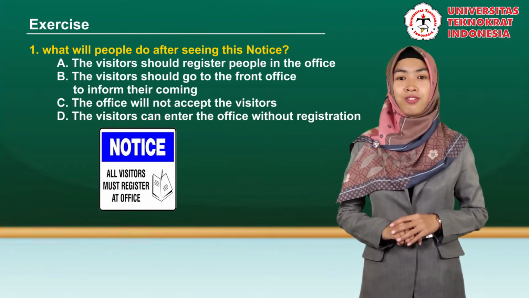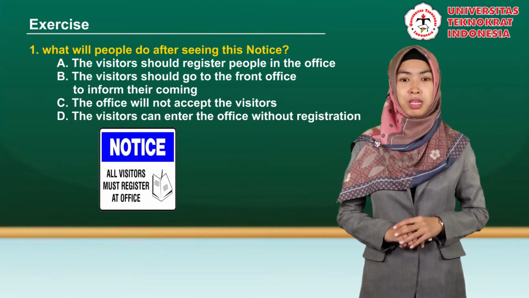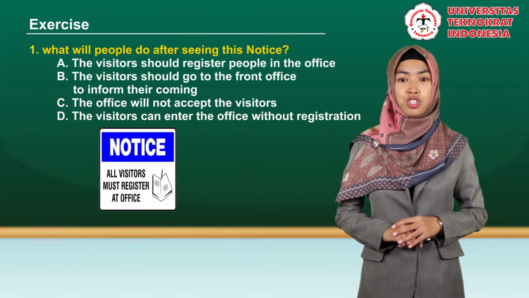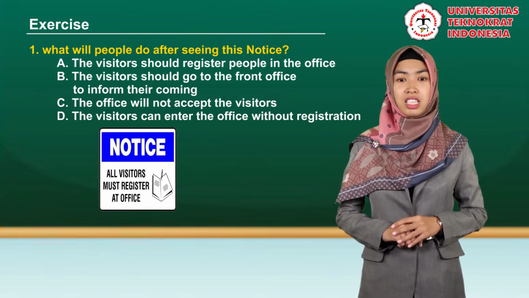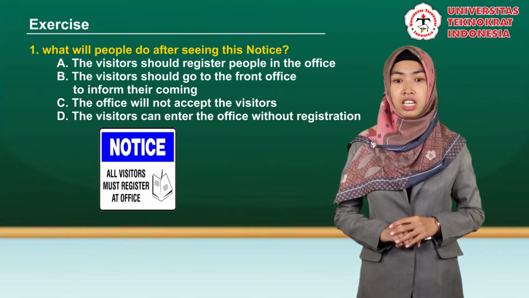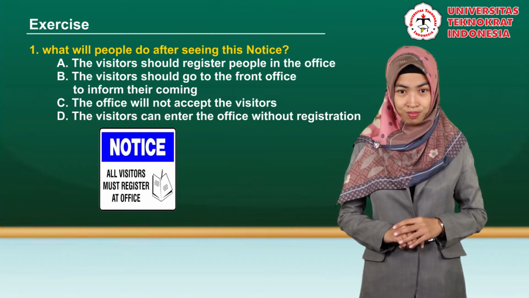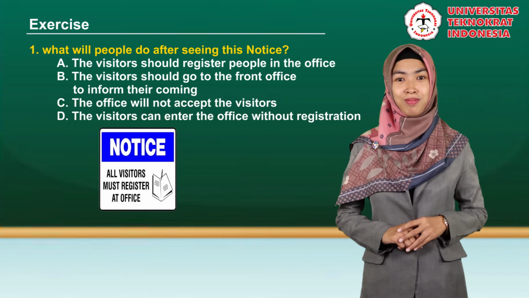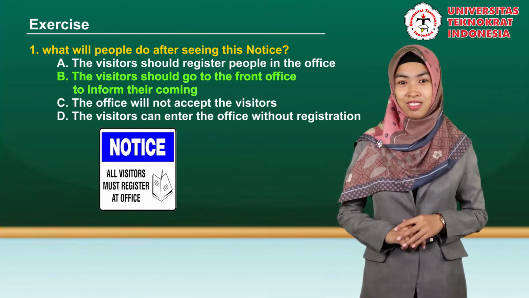A, the visitors should register people in the office. B, the visitors should go to the front office to inform their coming. C, the office will not accept the visitors. And D, the visitors can enter the office without registration. So what is your answer? If your answer is B, that's correct.